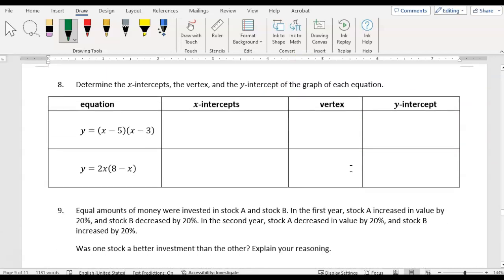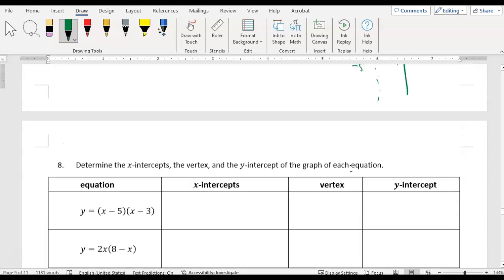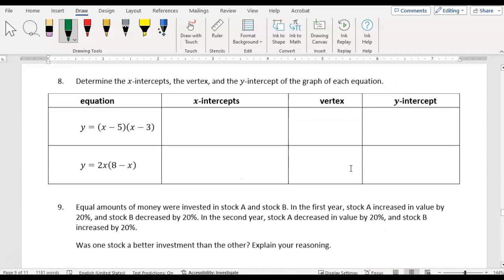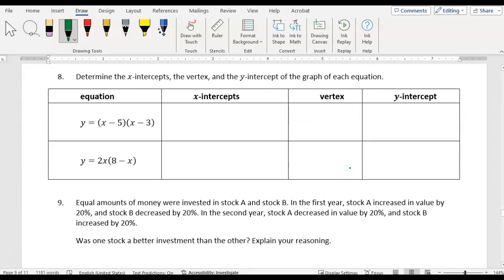Number 8 says determine the x-intercepts, the vertex, and the y-intercept of the graph of each equation. So we're doing exactly what we did above here, except with different equations and numbers. So x-intercepts, x minus 5 equals 0. We're having this issue again, that's fun. And so therefore x equals 5. x minus 3 equals 0, so therefore x equals 3. So now we have the x-intercepts of 5, 0 and 3, 0.